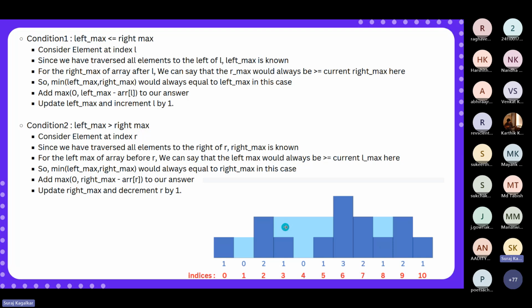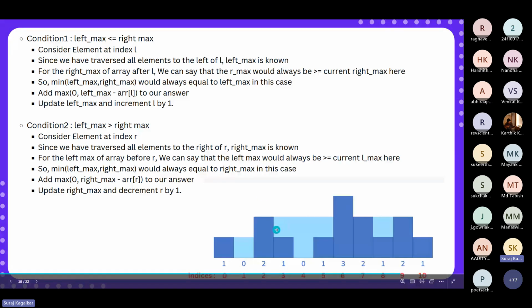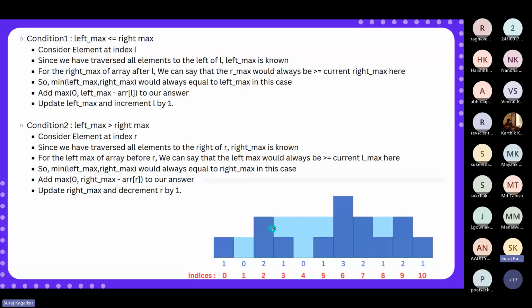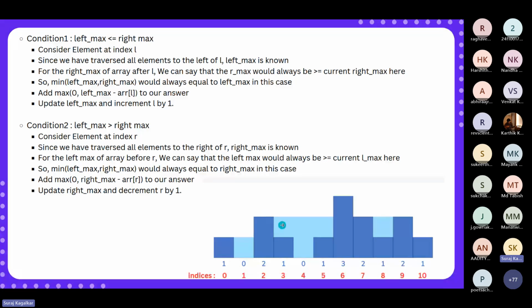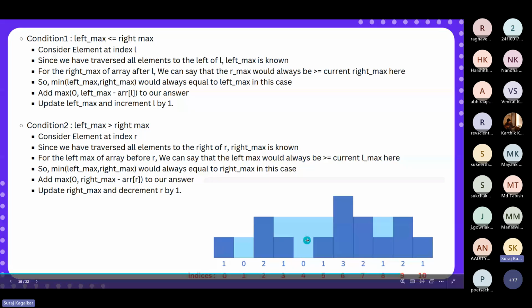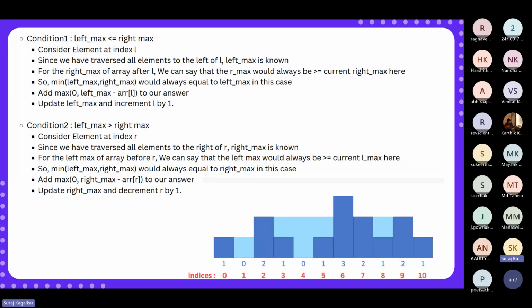And after we evaluate how many units of water is stored, we update our left max by comparing it with the previous value and the value that we have at element n. In this case, we'll be comparing it with maximum of 2, that is here, and the value of element here, that is 1. It will still be 2, so left max will be 2. Then we just increment the pointer L. The same logic works for the right max as well.